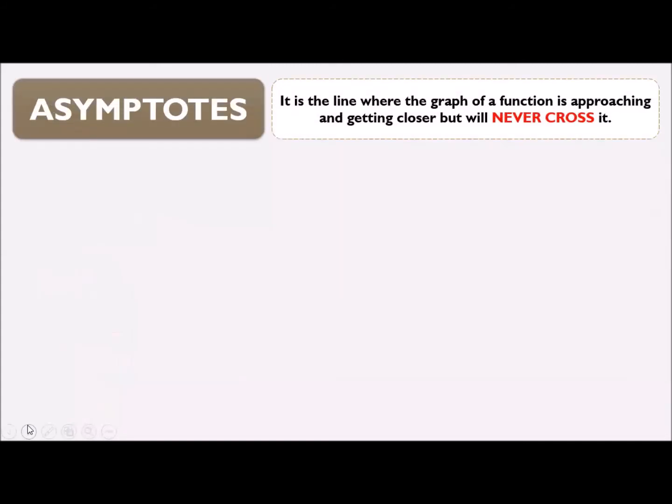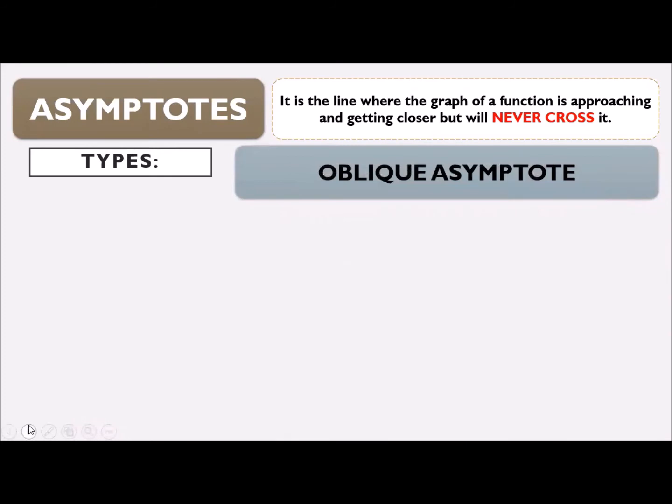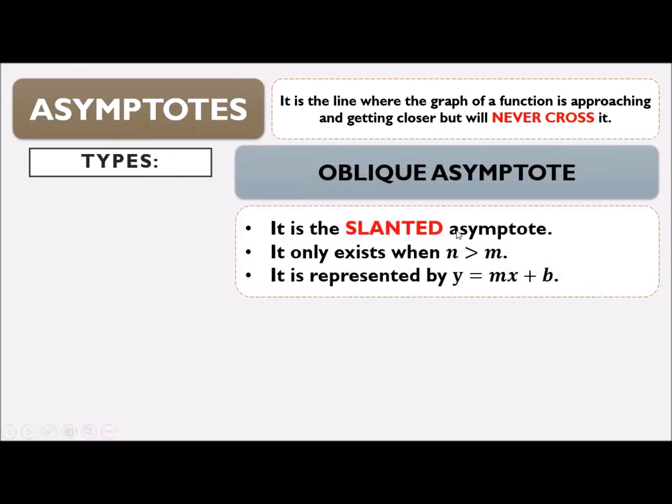Dahil meron tayong horizontal asymptote, ibig sabihin wala tayong oblique asymptote. Pero ano ba ang ibig sabihin ng oblique asymptote? Oblique, ibig sabihin slanted. Okay? Ngayon, kailan siya nag-exist? Kapag ang degree ng numerator ay mas malaki kesa doon sa degree ng denominator, or it pertains to the case 3 of our horizontal asymptote. Okay? Bakit siya slanted? Kasi may slope tayo. Okay? So, yan yung linear form.